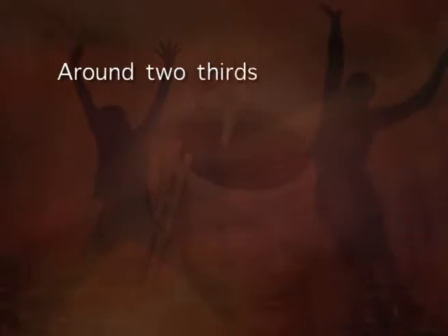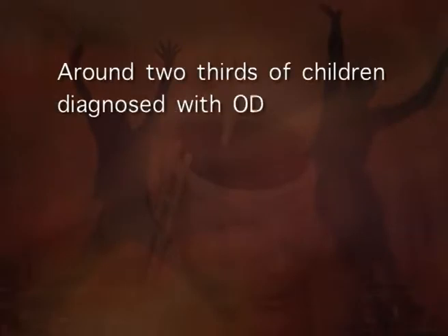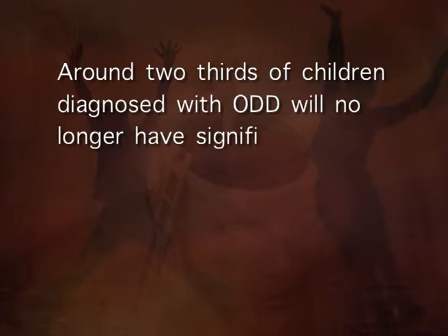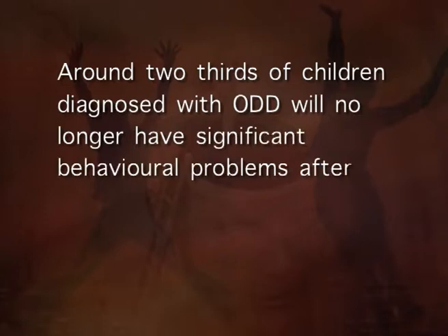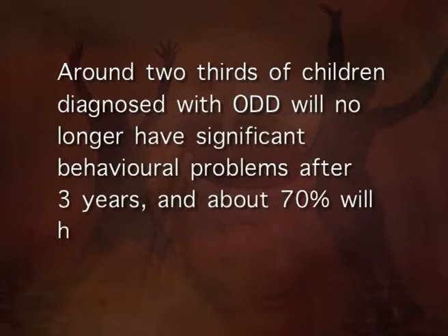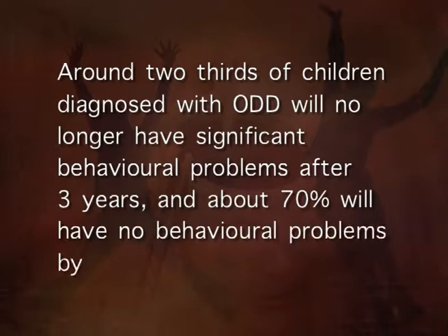The prognosis reveals the condition will resolve in most of the children by the time they reach 15 to 16 years. Around 2/3 of children diagnosed with ODD will no longer have significant behavioral problems after 3 years, and about 70% will have no behavioral problems by the age of 18.